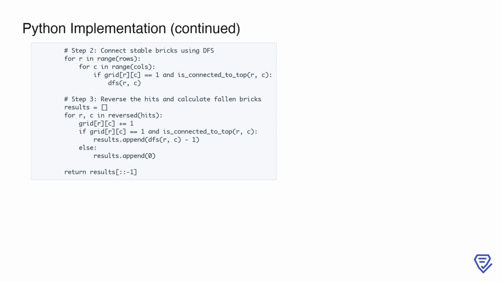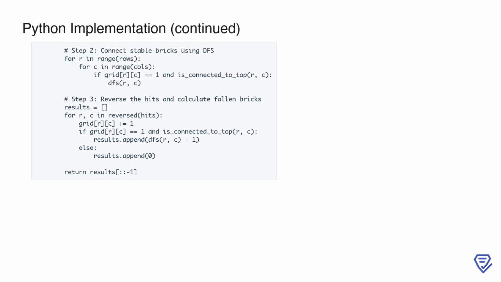Following this, we proceed to the third and final step, reversing the hits and calculating the number of fallen bricks. By iterating through the hits in reverse order, we restore each brick that was hit by incrementing its value back to 1. If the restored brick is now connected to the top, we calculate the size of the connected component using DFS and subtract 1 to exclude the restored brick itself.